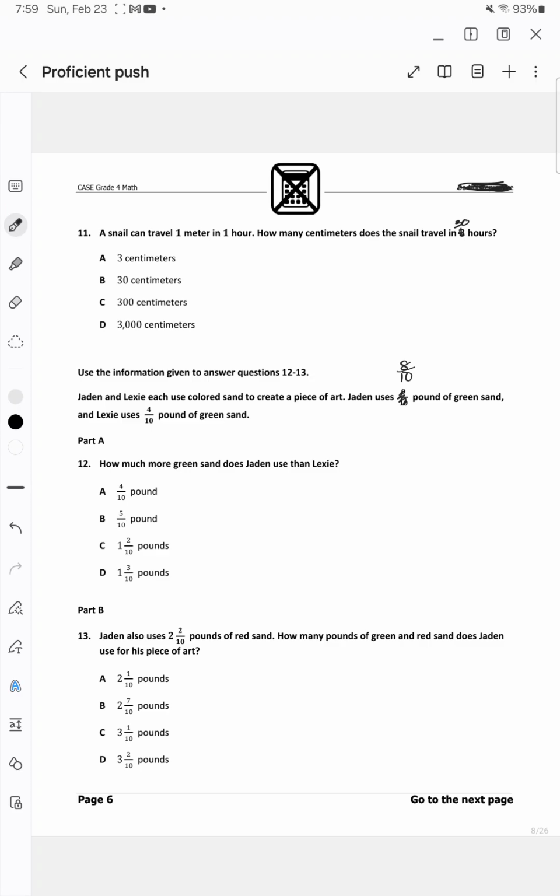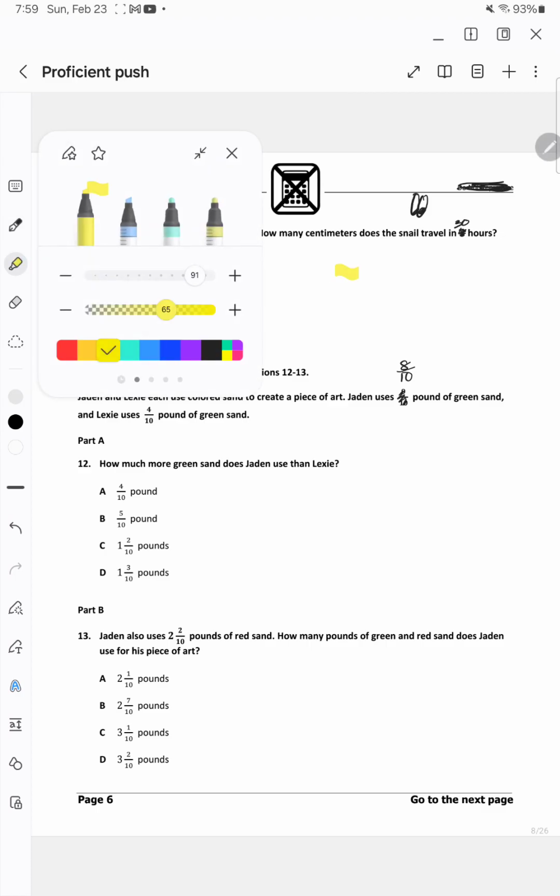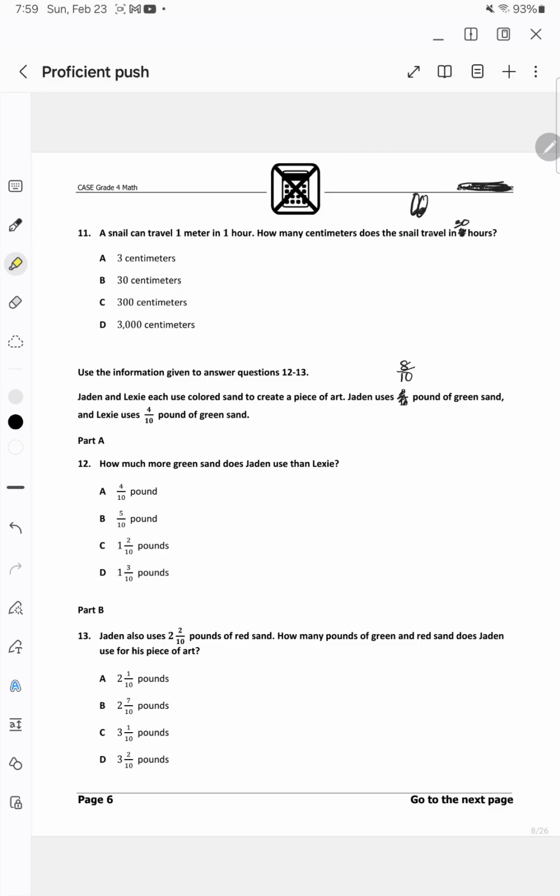So question 11, and keep in mind, I wrote something different. If you can see here, I scratched out the number, and instead we're going to use 30. So it says a snail can travel 1 meter in 1 hour. How many centimeters does a snail travel in 30 hours? Again, we're seeing some keywords here. A keyword is meters, even though they got hour, and then centimeters.